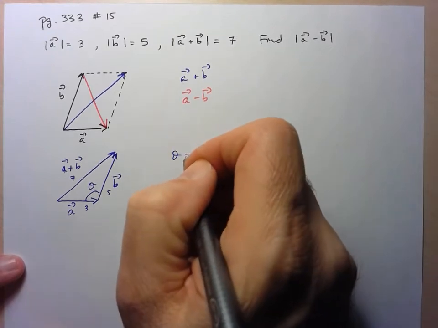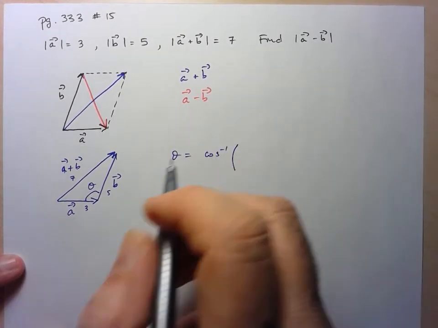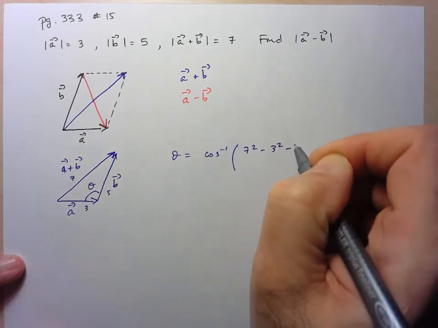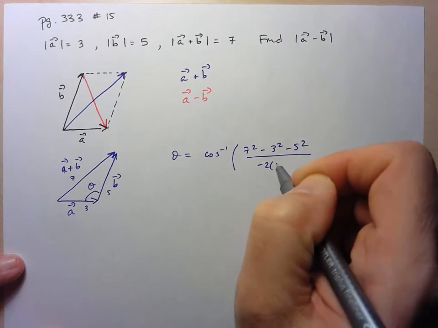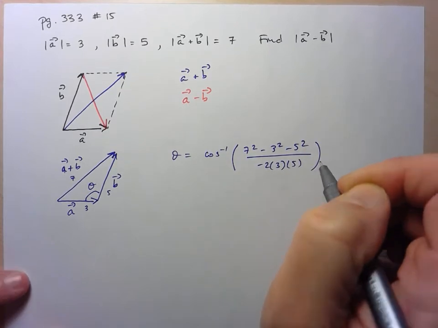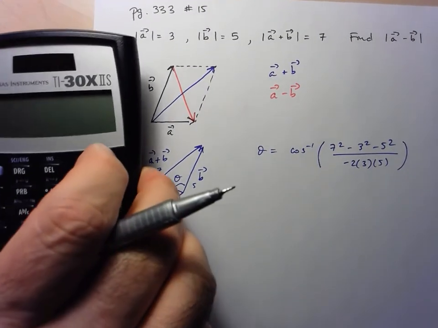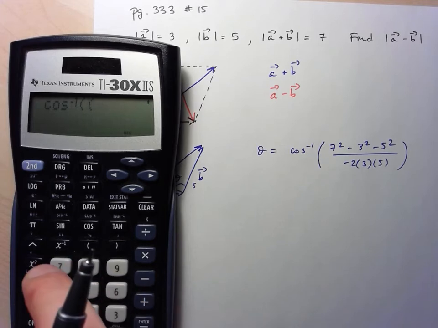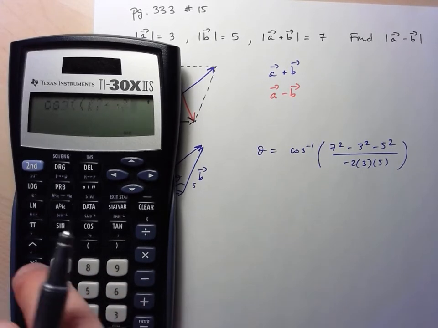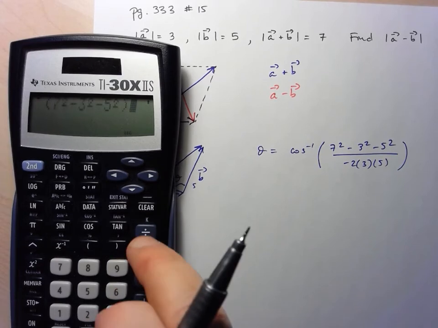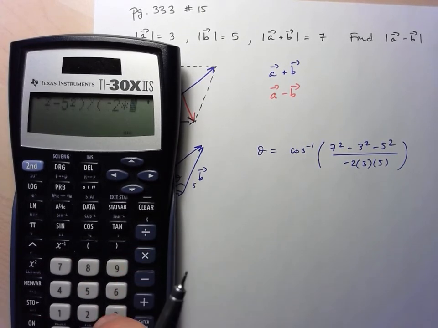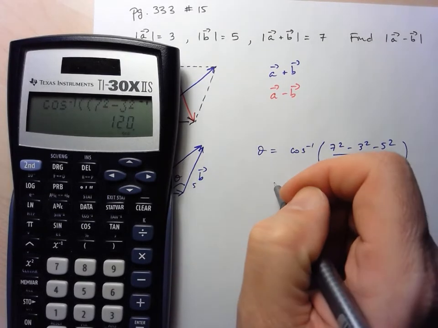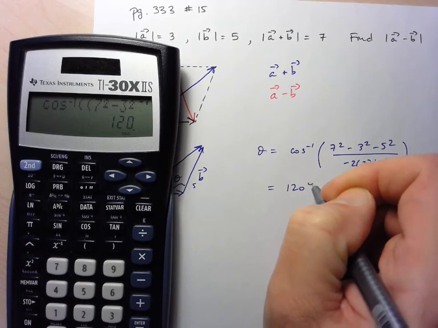So theta is just going to be equal to cos inverse of, well, its opposite side is 7, so it's going to be 7 squared minus 3 squared minus 5 squared over negative 2 times 3 times 5. Let's calculate that here. So we've got cos inverse of 7 squared minus 3 squared minus 5 squared, divided by negative 2 times 3 times 5. And what do we have? We have a nice angle, 120 degrees.